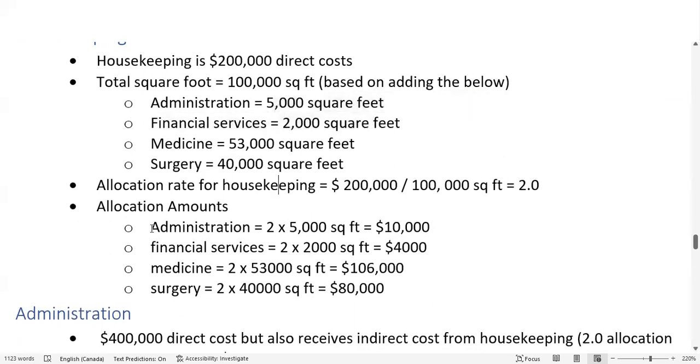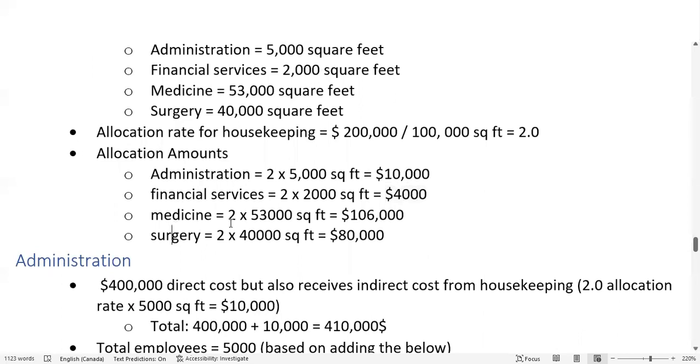So in this example, administration would be 2 times 5,000 square feet. That gives us an allocation amount for administration of $10,000. For financial services, it's 2 times 2,000 square feet, and that gives us $4,000. For medicine, it's 2 times 53,000, which gives us $106,000. And for surgery, it's 2 times 40,000 square feet, which gives us $80,000.